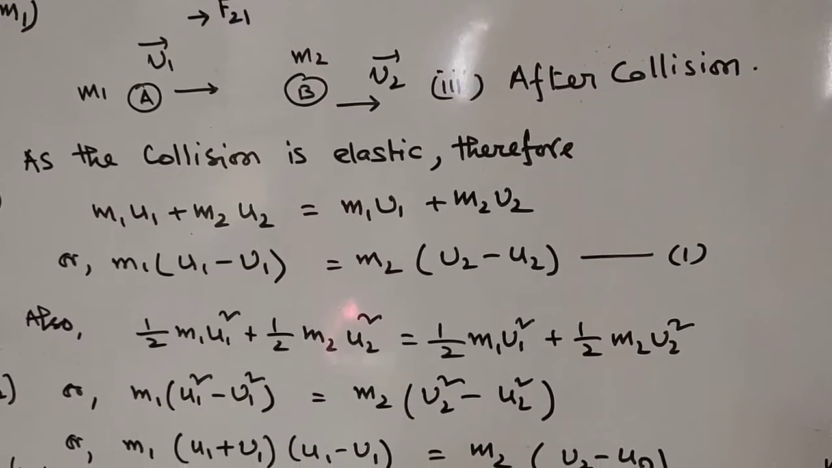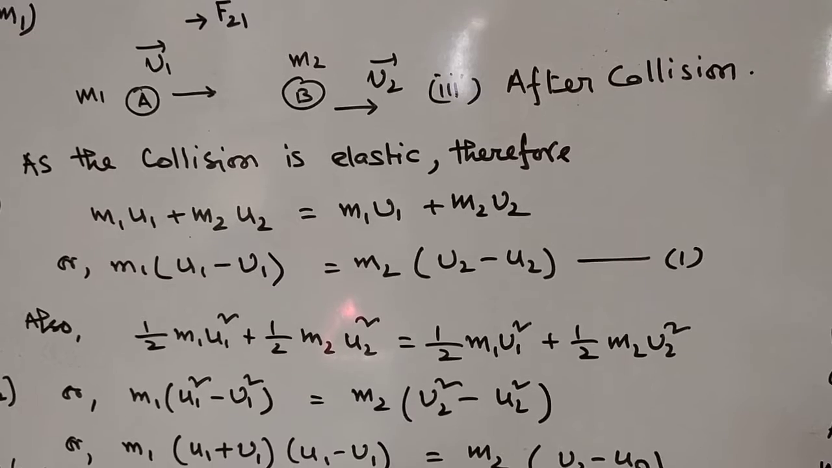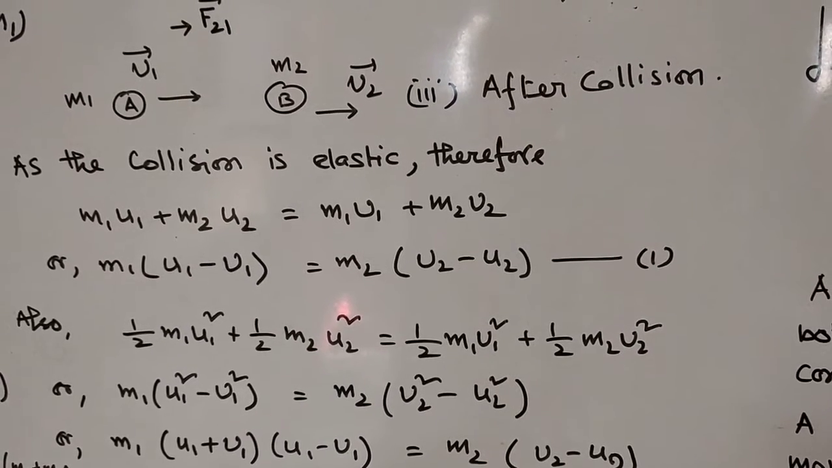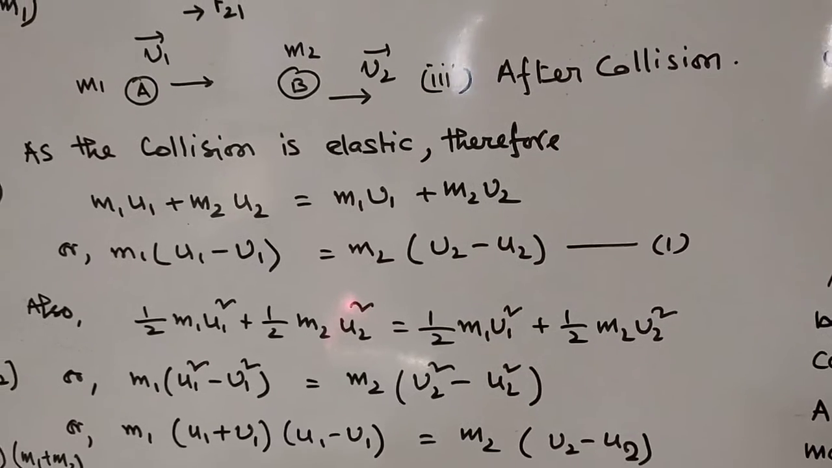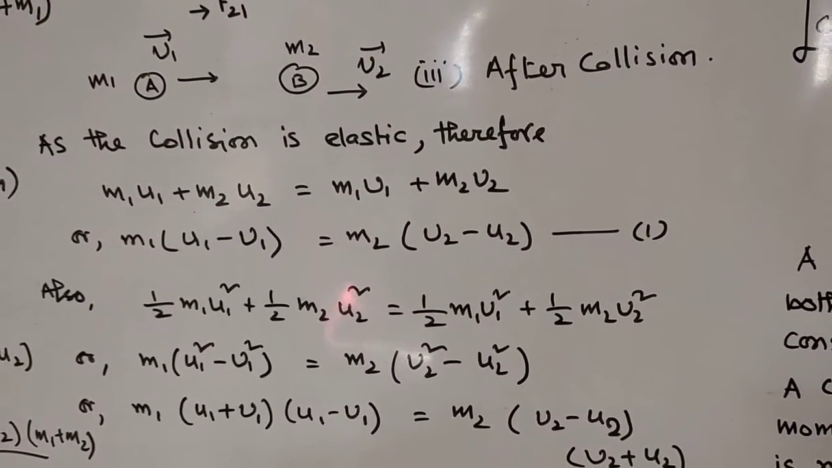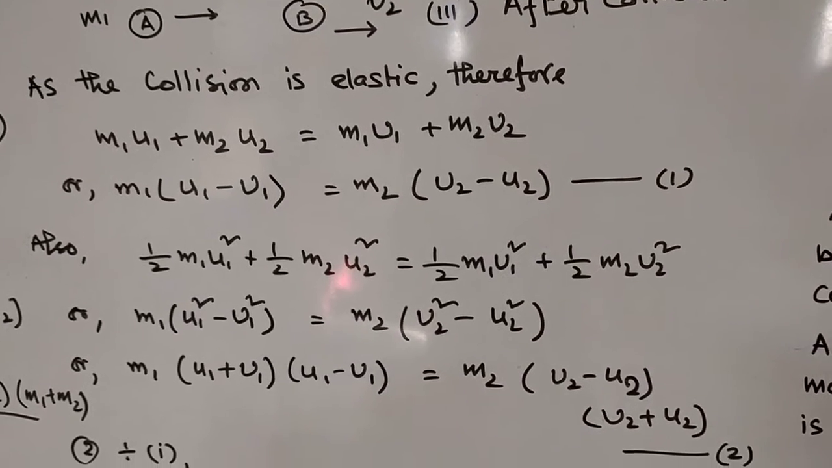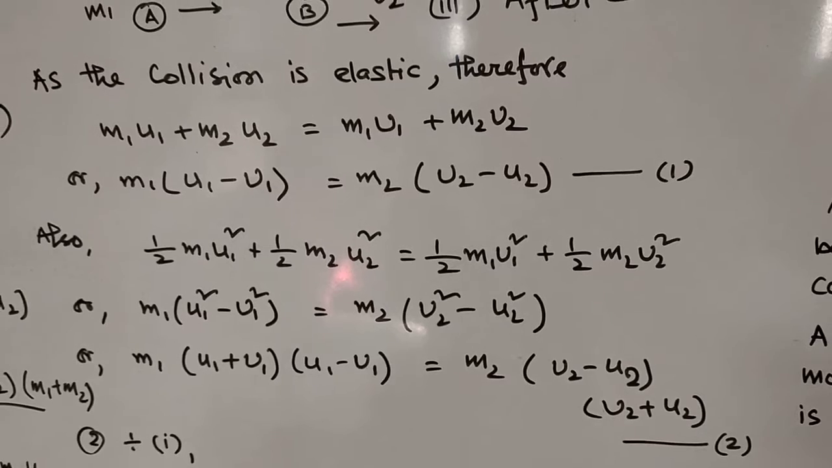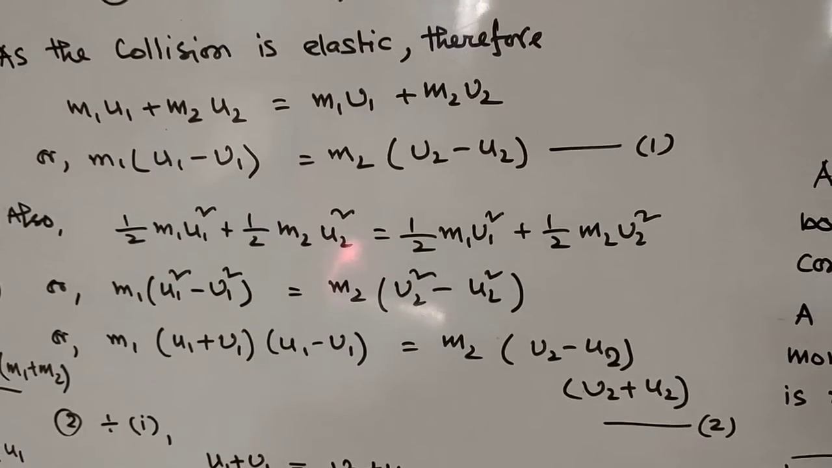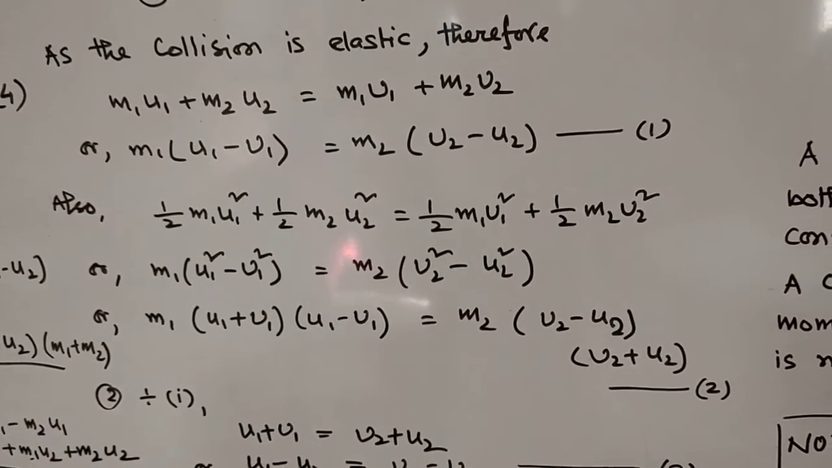Now as per energy conservation, total energy before collision, half m1 u1 square plus half m2 u2 square, equals half m1 v1 square plus half m2 v2 square. So m1 times (u1 square minus v1 square) equals m2 times (v2 square minus u2 square). Using the a square minus b square formula, (a plus b)(a minus b), we get m1 (u1 plus v1)(u1 minus v1) equals m2 (v2 minus u2)(v2 plus u2). So that is equation number 1 and number 2.